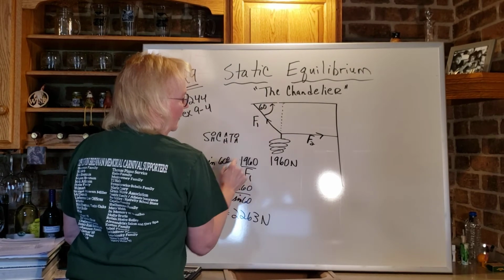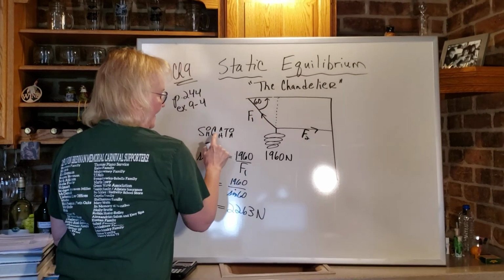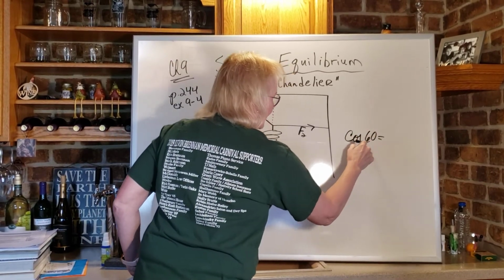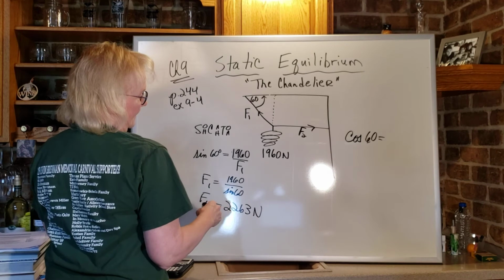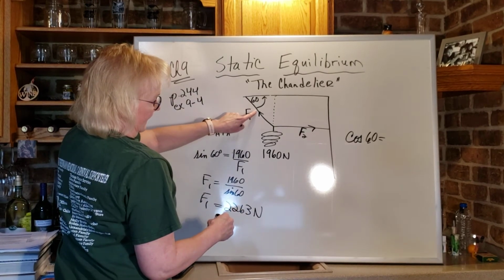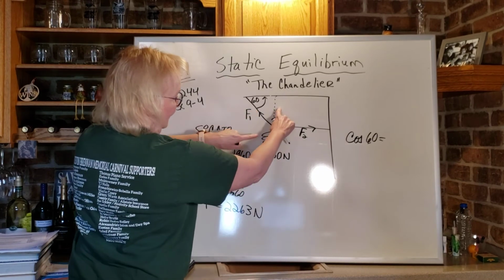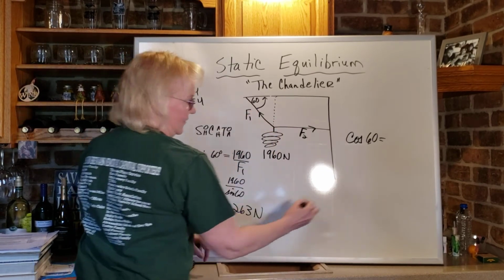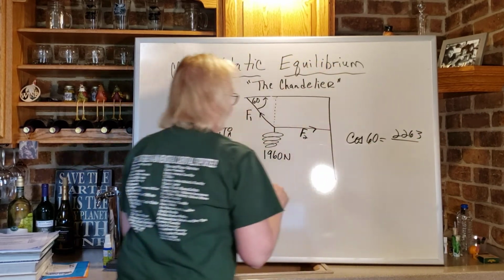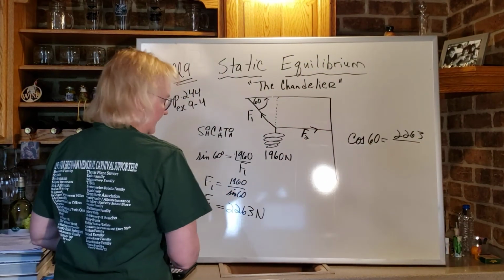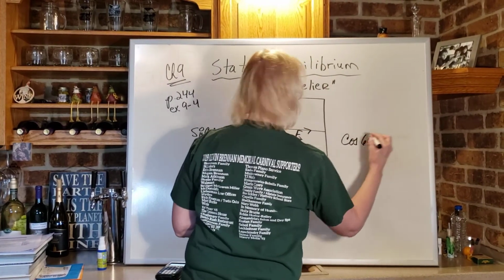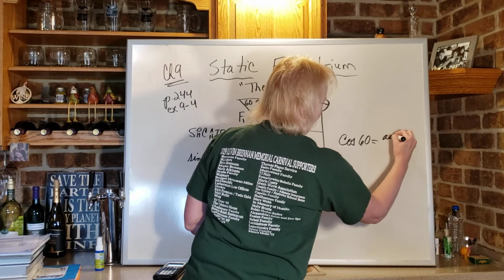the horizontal component, which is going to be the adjacent side. That's cosine. So the cosine of 60 equals the adjacent side, which we do know now. This is the adjacent side. We solved for the opposite last time, and we know that F1 is 2263. And what do we need now? Oh, that's not right. F1 is the hypotenuse. Adjacent is what we're solving for.